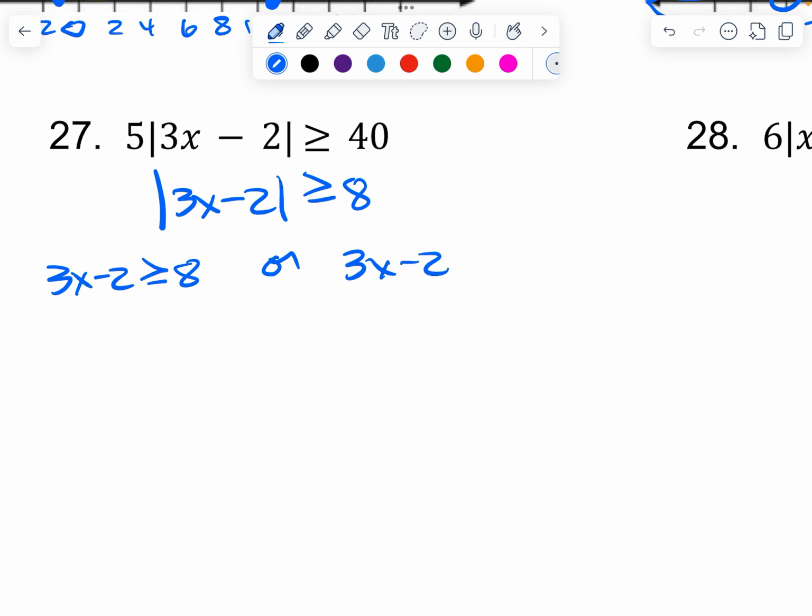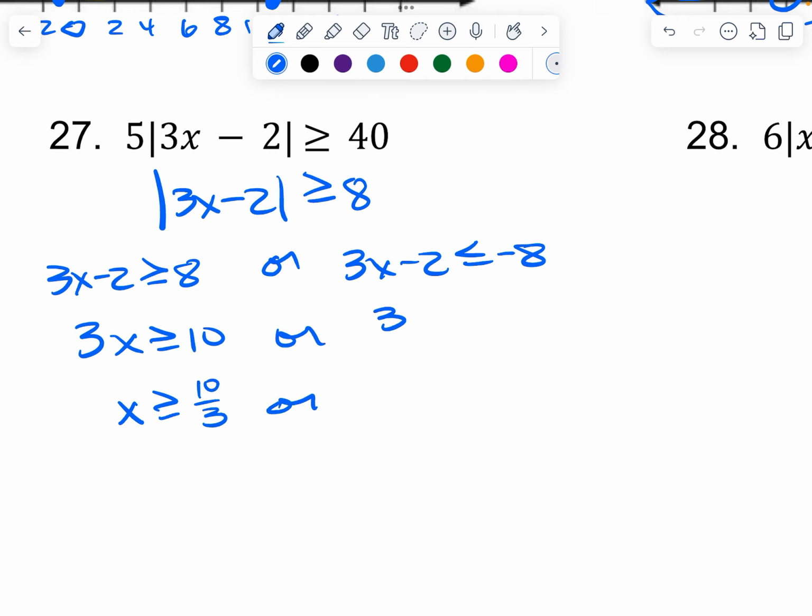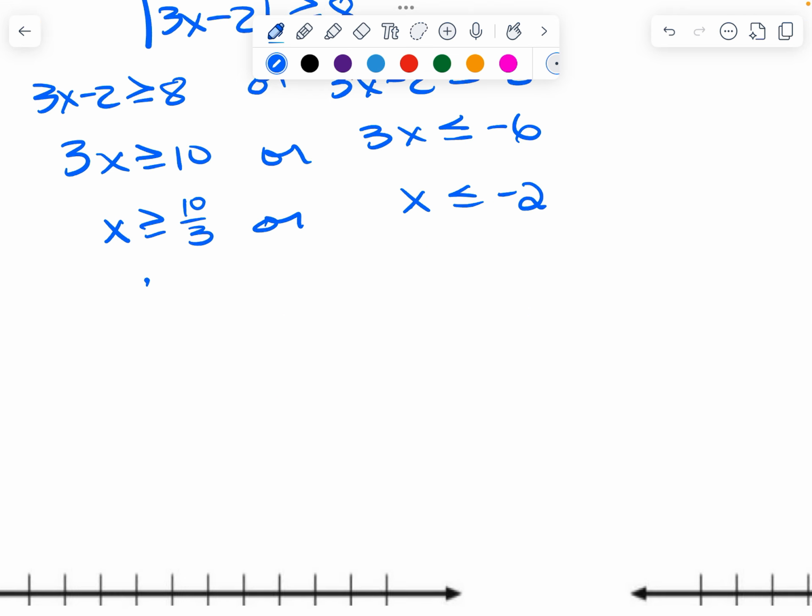3x minus 2 is less than or equal to negative 8. 3x is greater than or equal to 10. Is that right? Yep. X is greater than or equal to 10 thirds, or 3x is less than or equal to negative 6. So x is less than or equal to negative 2. Okay, set builder: x is greater than or equal to 10/3, or x is less than or equal to -2.